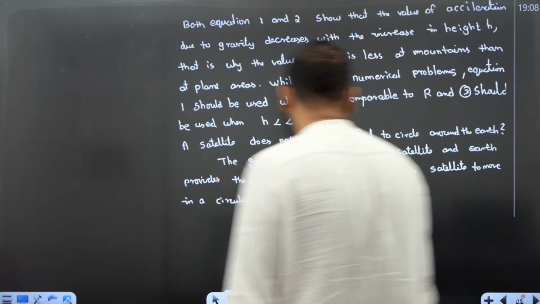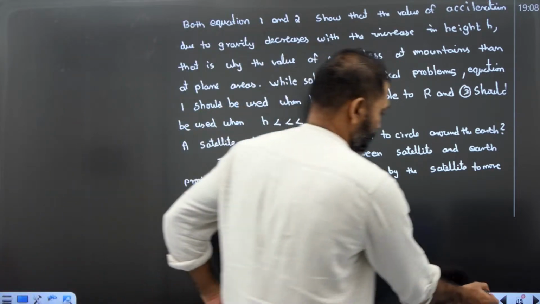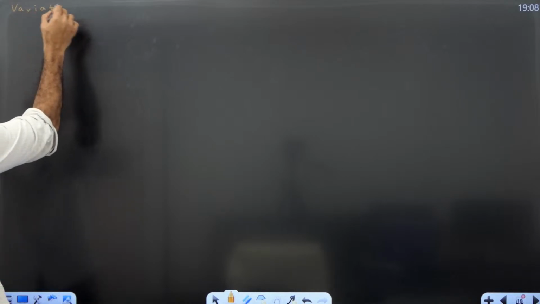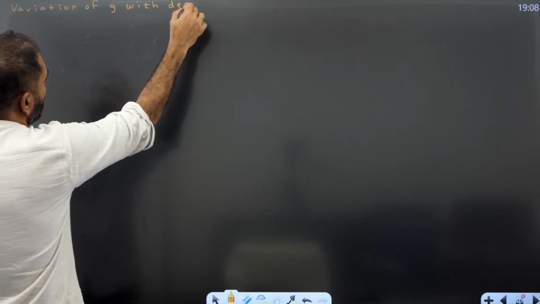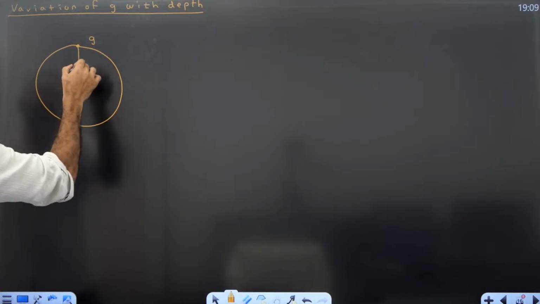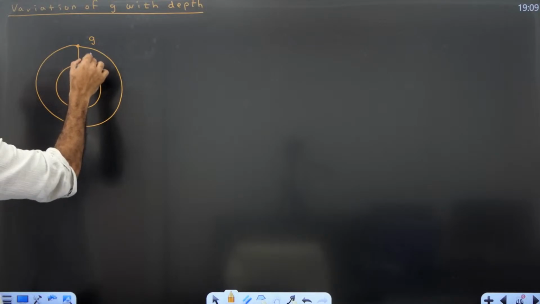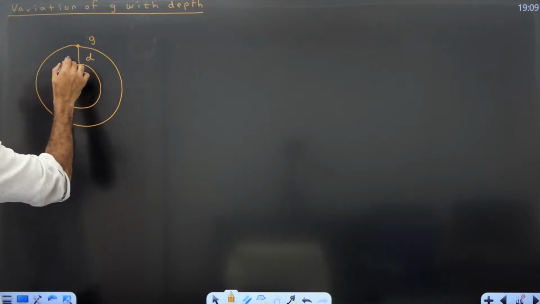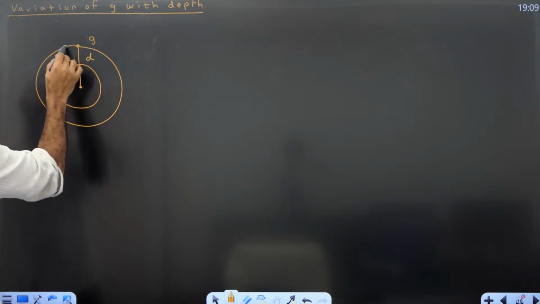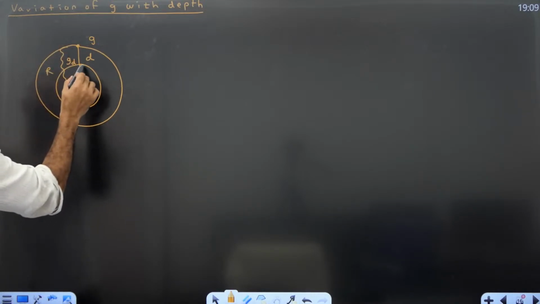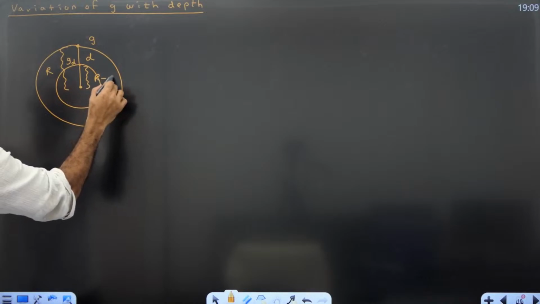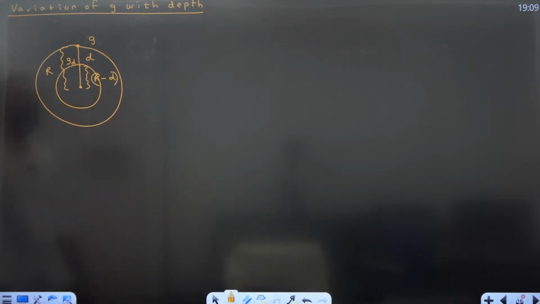Next, variation of g with depth d. Now listen, this is the Earth, and gravity at the surface is g. From there I go to a depth d, and the gravity there is g suffix d. The whole distance, the radius, this much distance is R minus d. I hope it is clear.